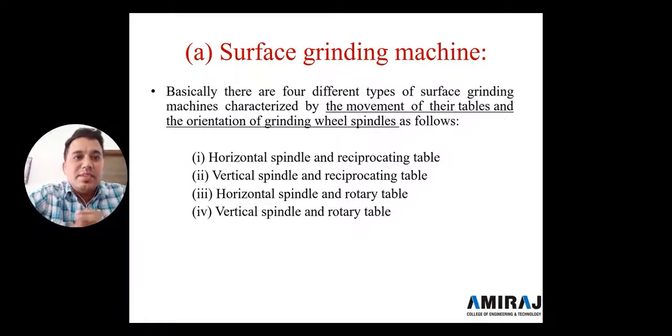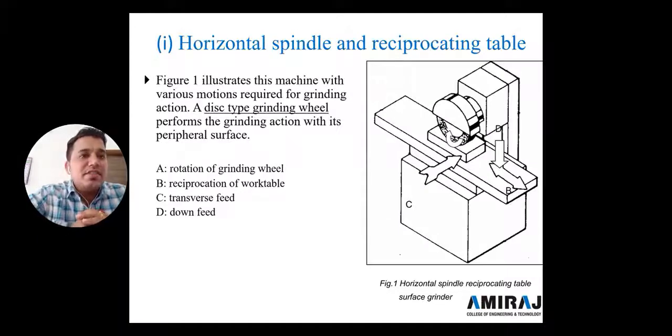The surface grinding machine is basically divided into four categories: horizontal spindle and reciprocating table, vertical spindle and reciprocating table, horizontal spindle and rotating table, and vertical spindle and rotating table. For the GTU exam, we have to learn these categories with the diagram. The diagram is important. As per the diagram, we can classify all categories easily. Let's start with the first, horizontal spindle and reciprocating table.